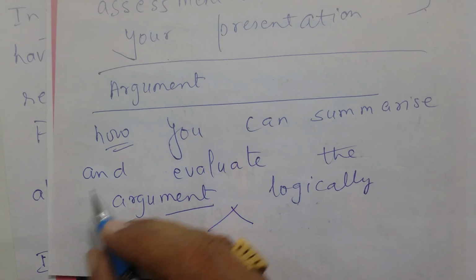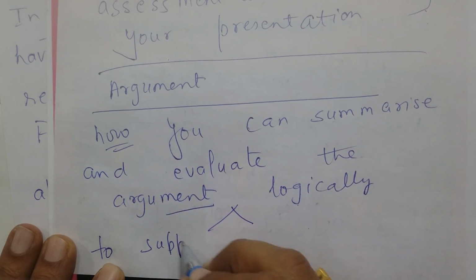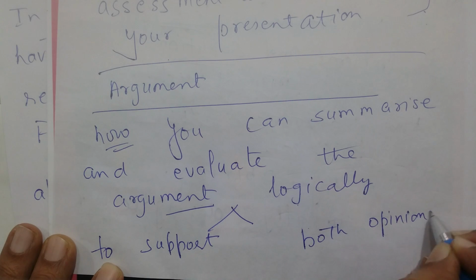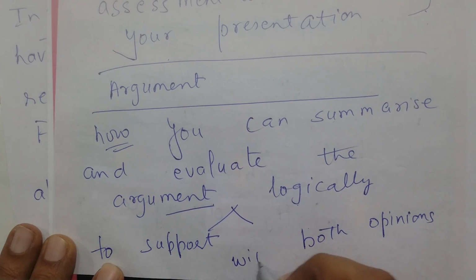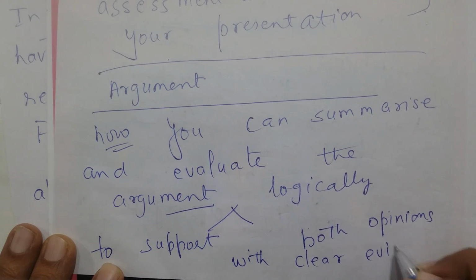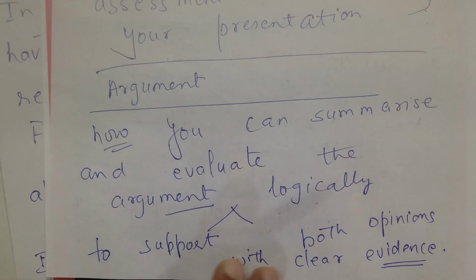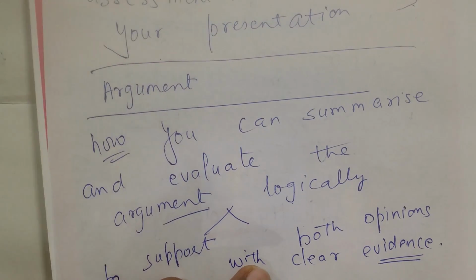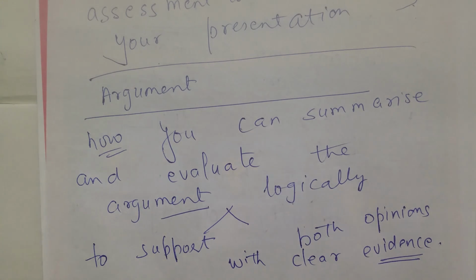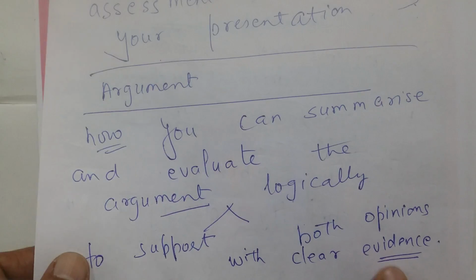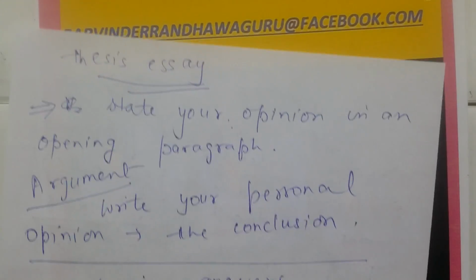So it's logically what to support, both opinions with clear evidence. It means here you have to give clear evidence. That is, you can work on research based work also. Any kind of research you can write here. So this is the point. Now let's go to the next page. This is the point on which we have to make.